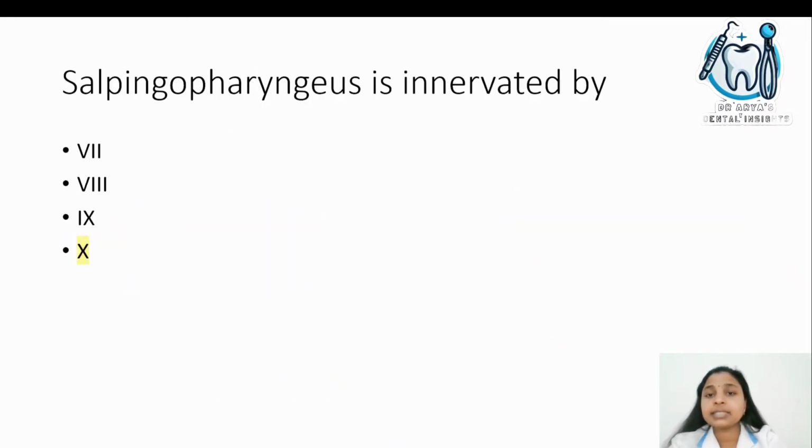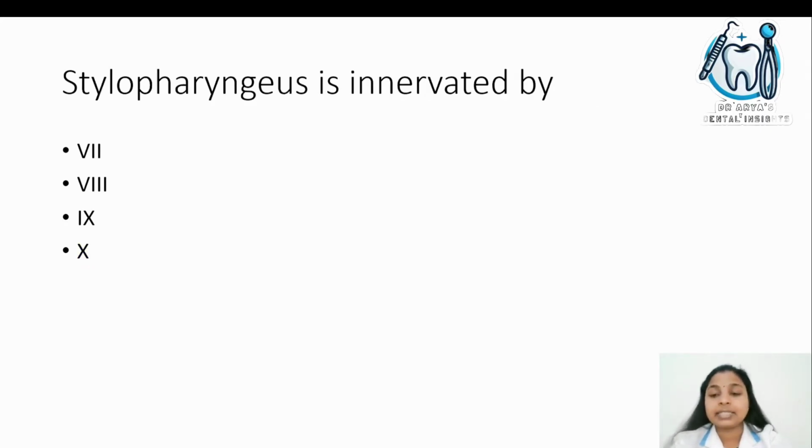So salpingopharyngeus is innervated by the vagus nerve. And the stylopharyngeus is innervated by, you already know, yes, the 9th cranial nerve, that is the glossopharyngeal nerve.